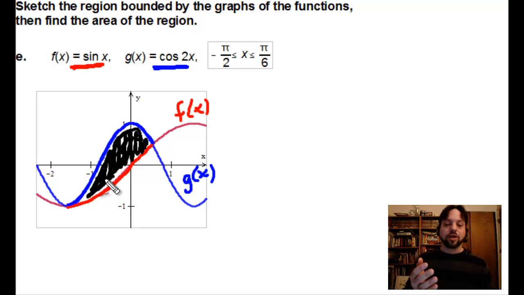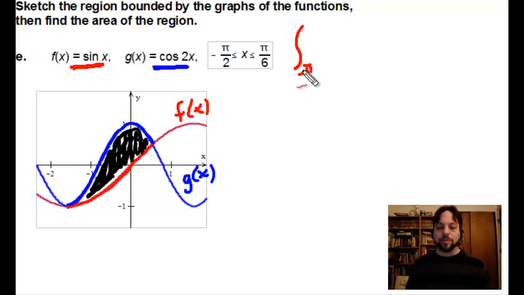You might be worried that part of this region is below the x-axis. Is that going to cause problems? Well, actually, it won't. Because we're subtracting these two functions, anything that is negative along the interval will actually become positive because of the subtraction. So really, we have nothing to worry about at all. So that being said, let's go ahead and set up our integral.